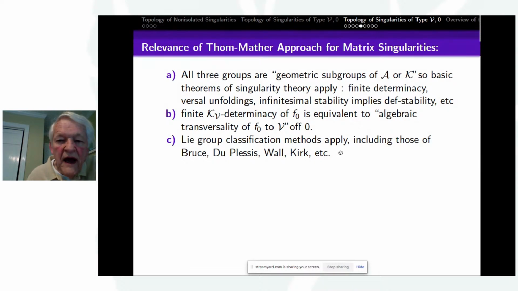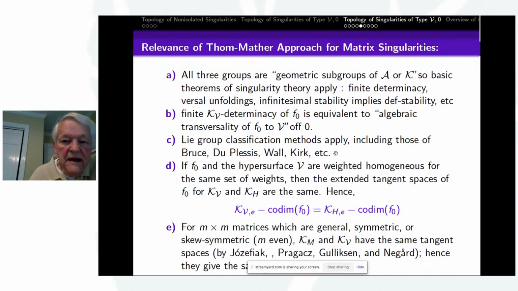And furthermore, as far as classification methods, the really refined classification methods due to Bill Bruce, Andy Duplessis, Terry Wall, Kirk, etc., can be brought to bear in doing the classification for these things. So what's the connection between these different groups? Well, if both F in the hypersurface case are both weighted homogeneous for the same sets of weights, then the extended tangent spaces for both of these are the same.